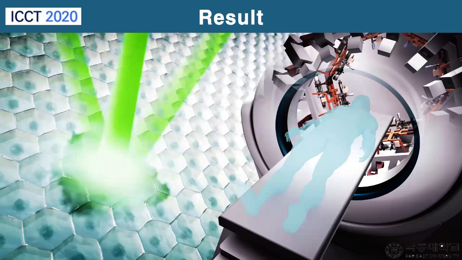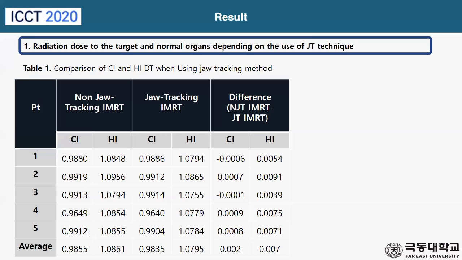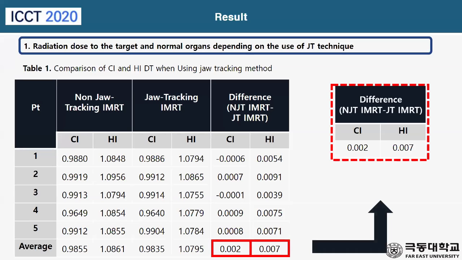Result. 1. Radiation dose to the target and normal organ depending on the use of jaw tracking technique. Jaw tracking technique showed the mean homogeneity index difference of 0.007 and the mean conformity index difference of 0.002.